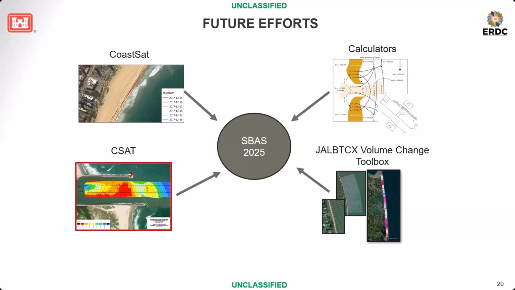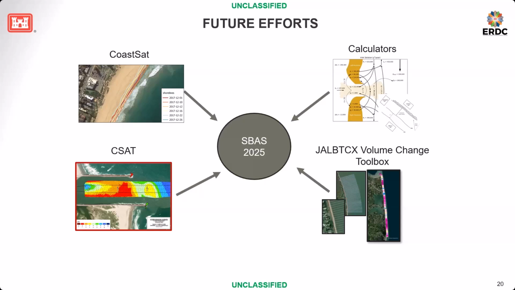Or if you're working with a JAWS volume change toolbox, same thing. You might have 100 cells, and you have to manually add each of those. So we want to pull all these data importations in easily. We can get CSAT, volume change in the inlet, JAWS, volume change on the beach, as well as both of the calculators I mentioned, Pete's Aeolian calculator, as well as Julie's sediment budget calculator.